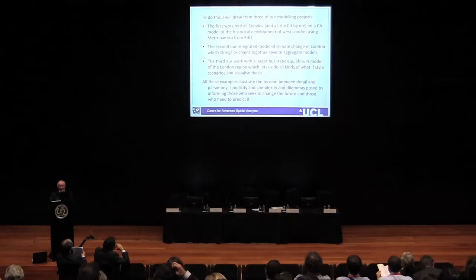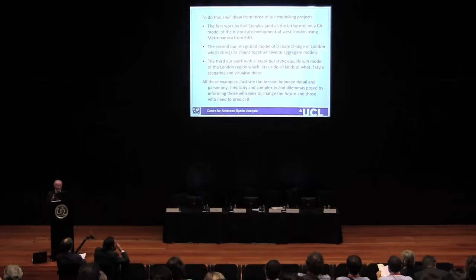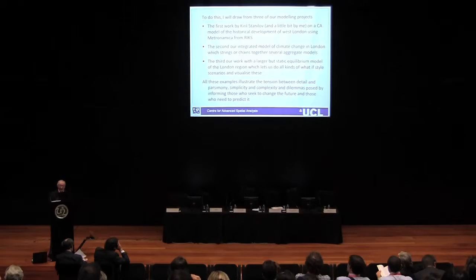This is our integrated model of climate change in London, which strings together and chains several aggregate models, each of which has been built by different groups of people. Now, that's another important issue: certain aspects of certain key problems can really only be dealt with in a modelling and predictive context by stringing models together, the models themselves being the prerogative of different experts. So to some extent, this is as much to do with working with different experts as it is with working with different models. So integration in that sense.